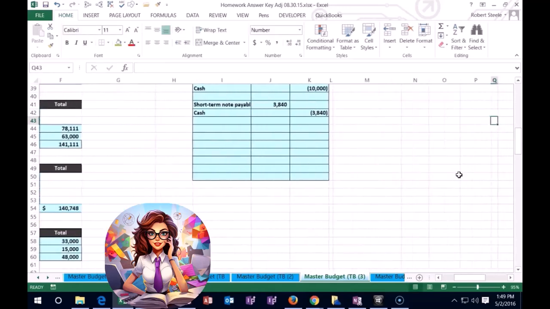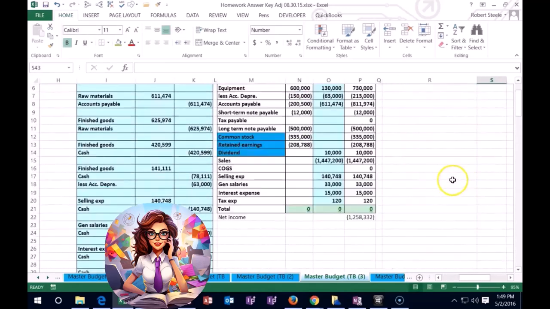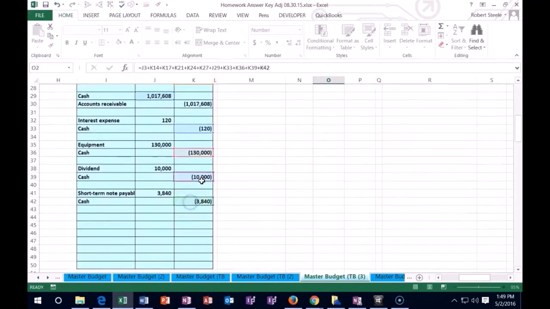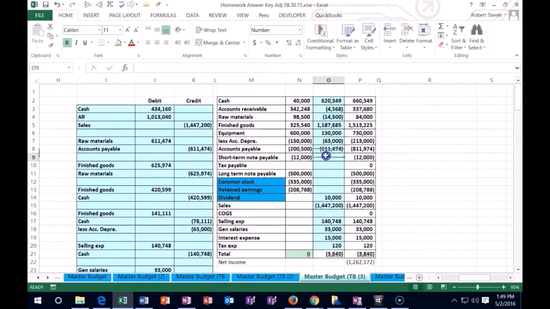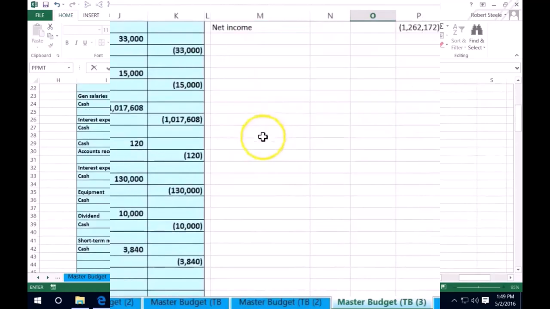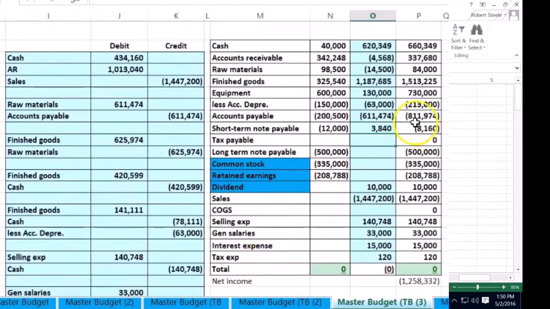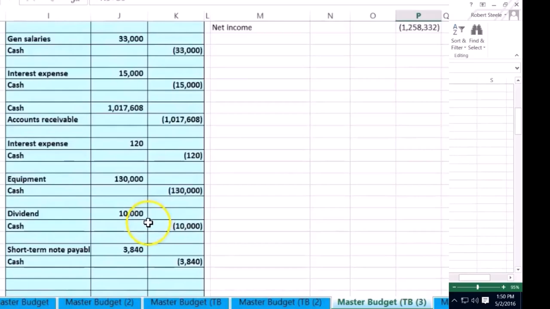And so we're going to say, all right, let's do that. And then if we record this, then the cash is going to go down again. So cash is going to go down. And the short-term note goes from 12 down to that 8,000 something, hopefully. So the short-term note, see here, it goes down to that 8,160, which I think is what was left there. Hopefully that's what was left.